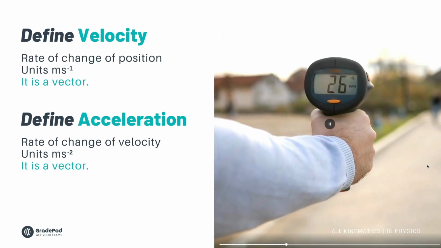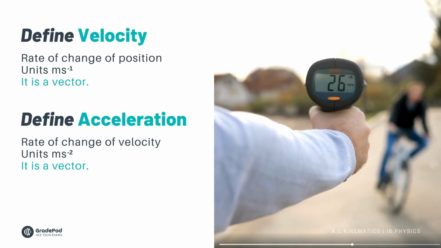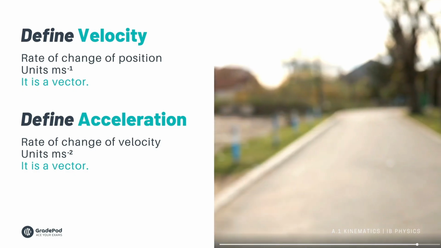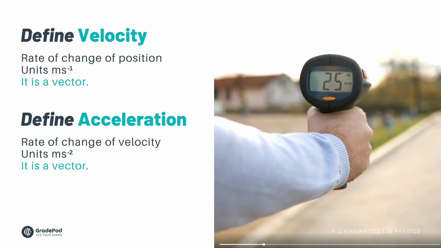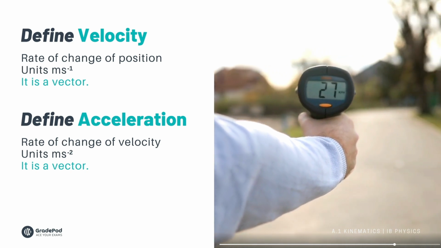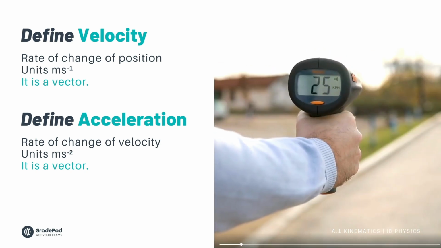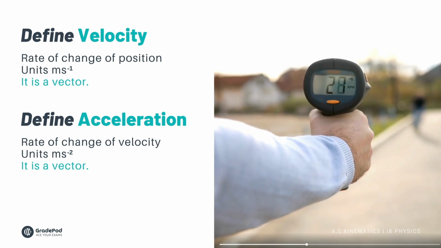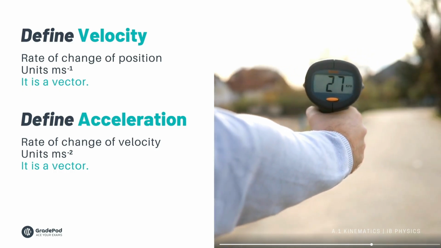Let's define velocity now. It's defined as the rate of change of position, and it's given in metres per second. It is a vector. Acceleration is defined as the rate of change of velocity. It's got units of metres per second squared, and it's also a vector.